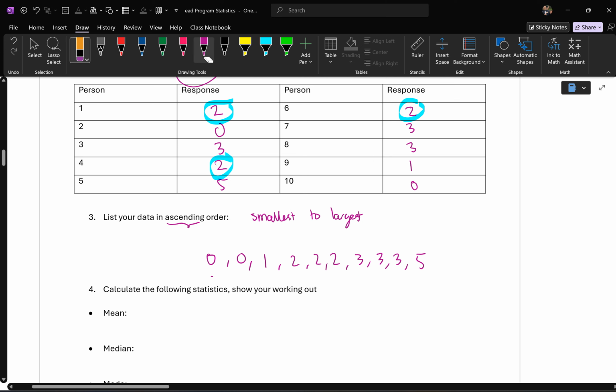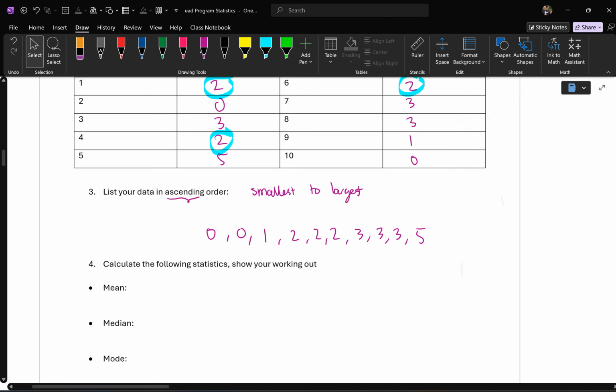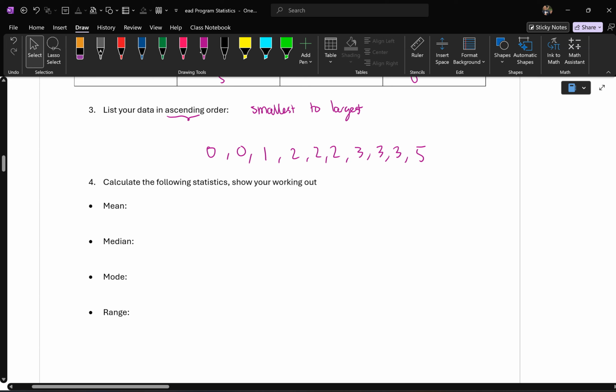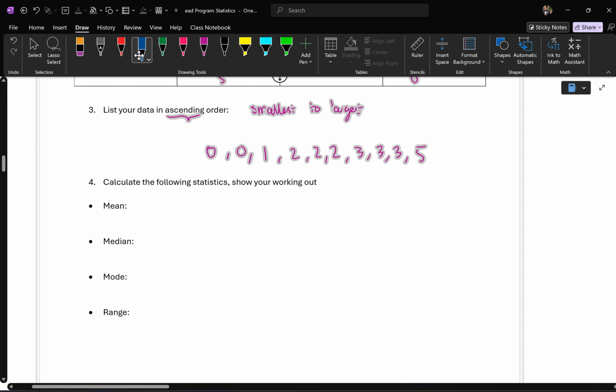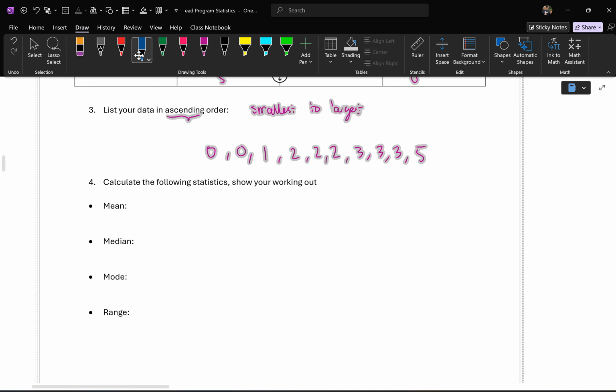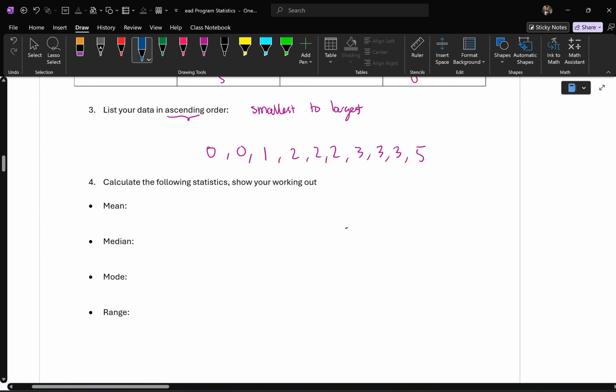Okay, so I've collected my data from smallest to largest, and then now you can do what you've done in our exercises. Find the mean, find the median, find the mode, find the range. So again, how do you find the mean? You add all the numbers together and divide it by the number of numbers. Now we know there are 10 people, and we're adding them all together.